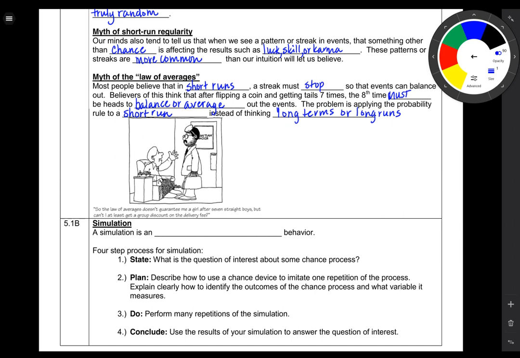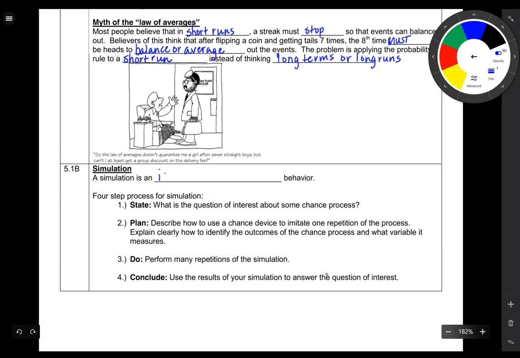All right. In section 5.1B, we're going to talk about simulating an event. So a simulation is an imitation of chance behavior. And here we're getting into semester 2 where we're going to use the 4-step process for doing free response problems. I've mentioned this in a previous chapter, or several chapters, that we're going to use the 4 steps, which are state, plan, do, and conclude.